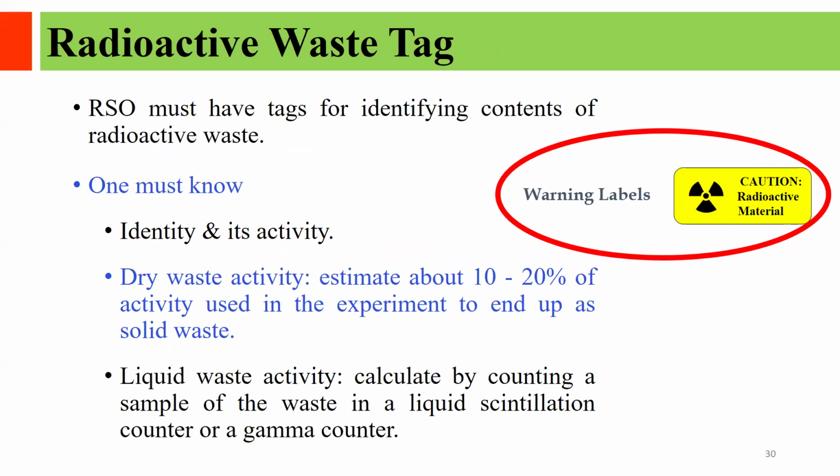So what is a radioactive waste tag? The RSO must have a tag for identifying the content of radioactive waste. One must know its identity and its activity. For dry waste, activity is estimated: 10 to 20% of the activity used in an experiment ends up as solid waste. We should know that it also happens. For liquid waste, activity is calculated by counting a sample of the waste in a liquid scintillation counter or gamma counter, and again you have to put a tag on whatever waste is being generated.